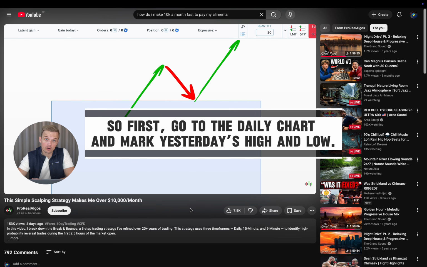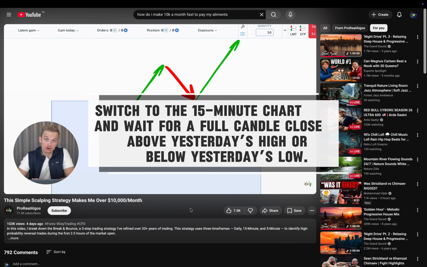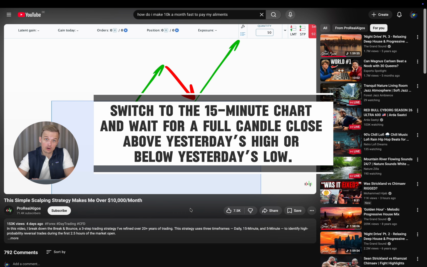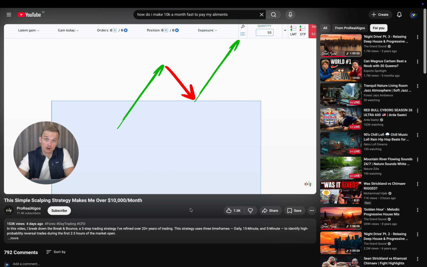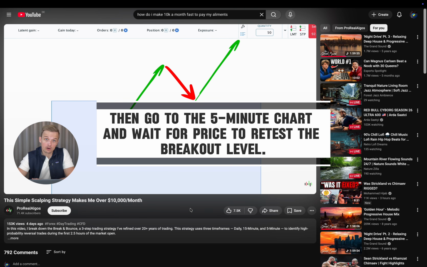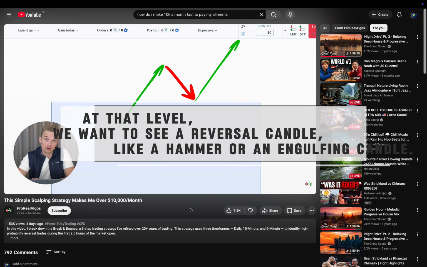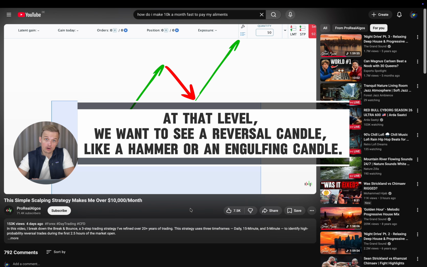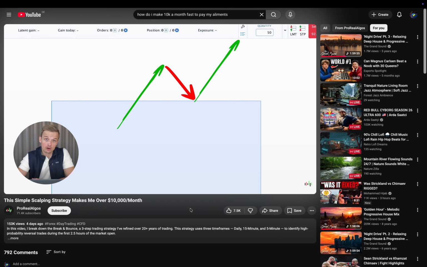You first go to the daily chart and mark yesterday's high and low. Next, you switch to the 15-minute chart and wait for a full candle close above yesterday's high or below yesterday's low. That confirms the breakout. Then you go to the 5-minute chart and wait for the price to retest the breakout level. At that level, we want to see a reversal candle like a hammer or an engulfing candle. That is the entry signal.